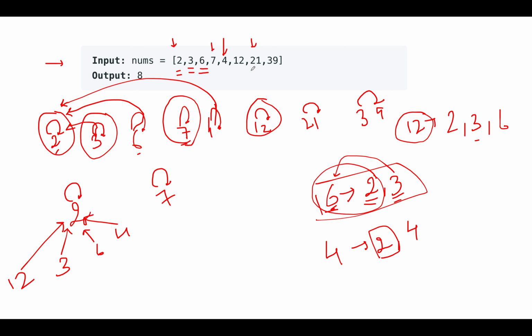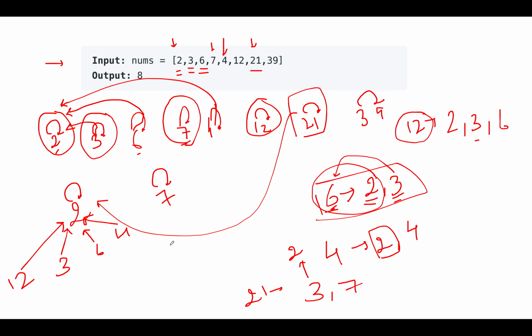Let's proceed ahead. The next element that we foresee is 21. So let's see how many factors are present of 21. The first one is 3, the second one is 7. As a result of which, in the first step we'll unify 3 with 21, and in the second step we'll unify 7 with 21. So let's see what is the absolute parent of 3. The absolute parent of 3 is 2. So what we are going to do, we'll update the parent of 21 from 21 itself to 2 during the unification process. So this gets unified, and now 21 has become part of this first island.